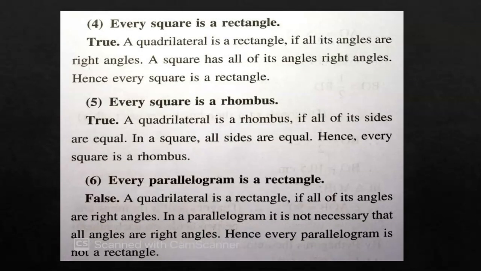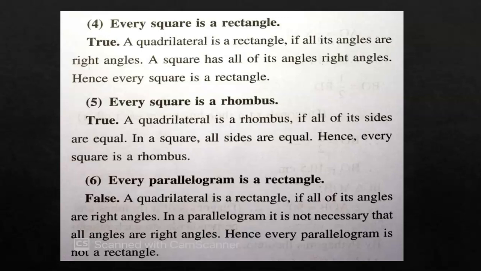Question number 4. Every square is a rectangle. True. A quadrilateral is a rectangle if all its angles are right angles. A square has all of its angles right angles. Hence, every square is a rectangle. Question 5. Every square is a rhombus. This is also true. A quadrilateral is a rhombus if all of its sides are equal. In a square, all sides are equal. Hence, every square is a rhombus.